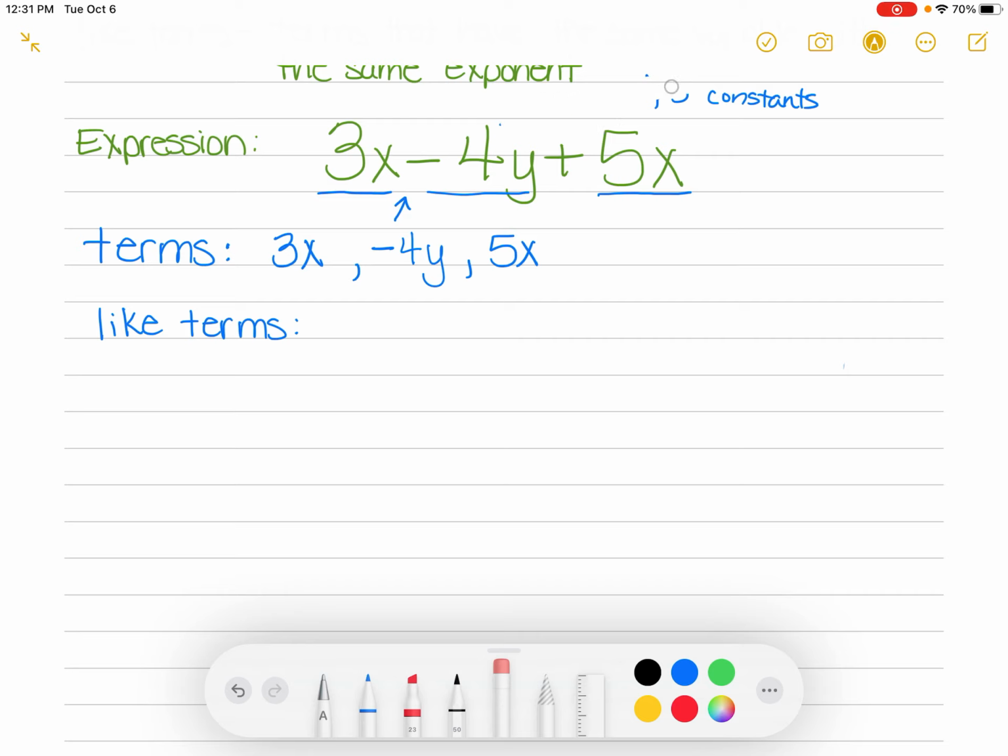So when I say the variables have to be the same to be like terms, then that means that my 3x and my 5x both have x's, right? So those are my like terms. The 4y is not a like term because it does not have an x. Okay, so let's put some of this into action. We're going to combine the like terms. So we're going to be adding and subtracting them.